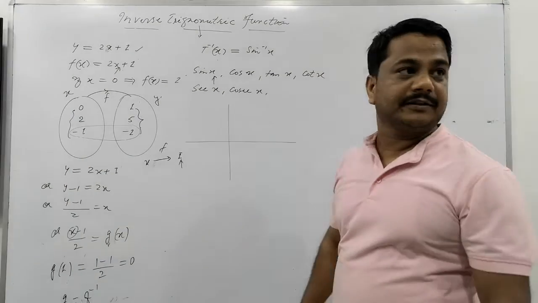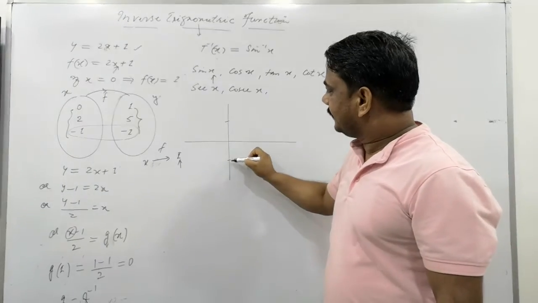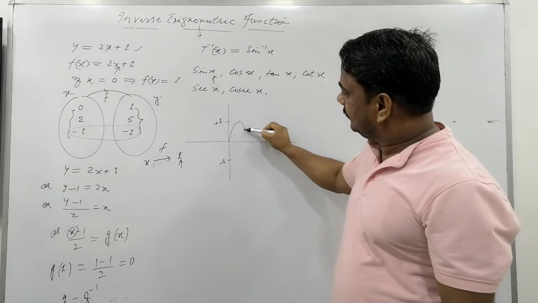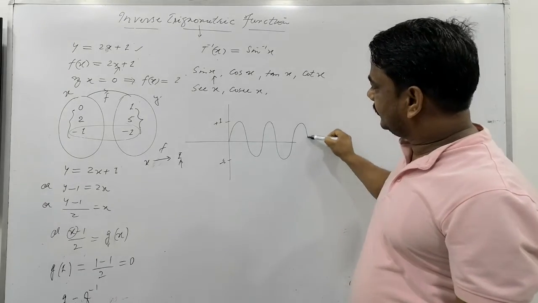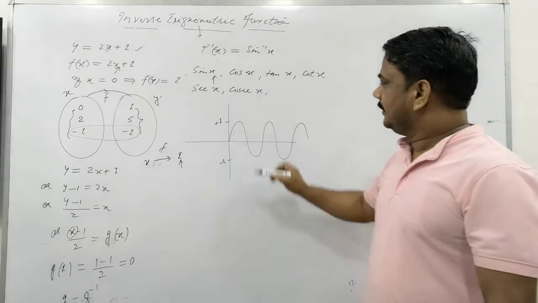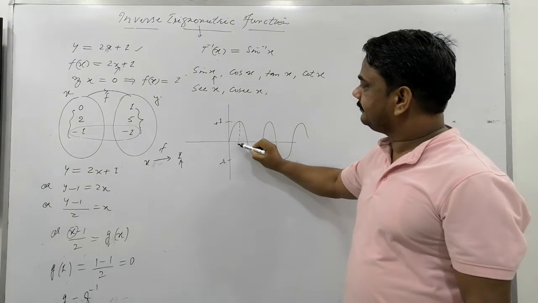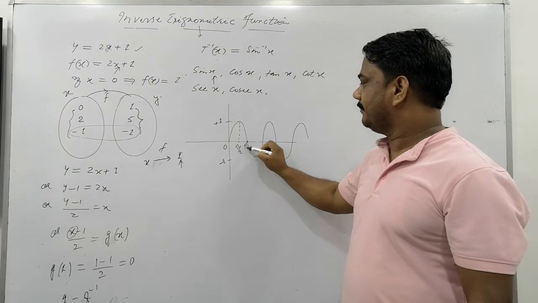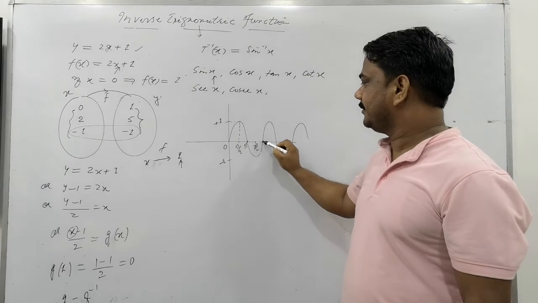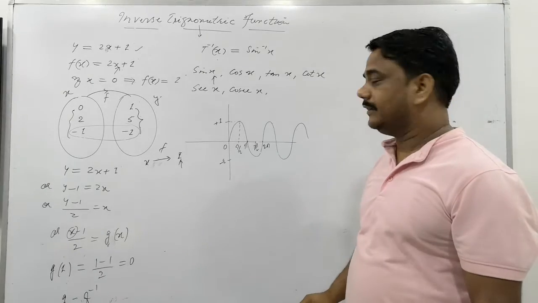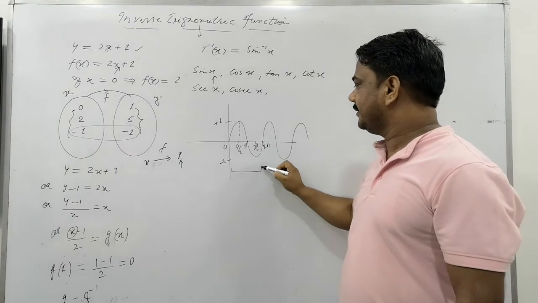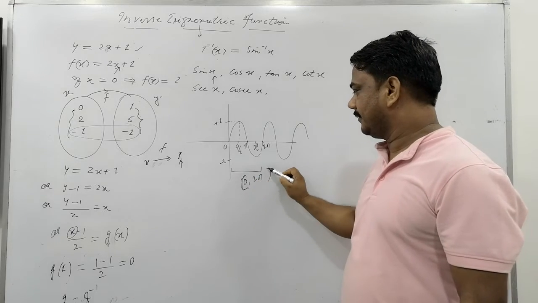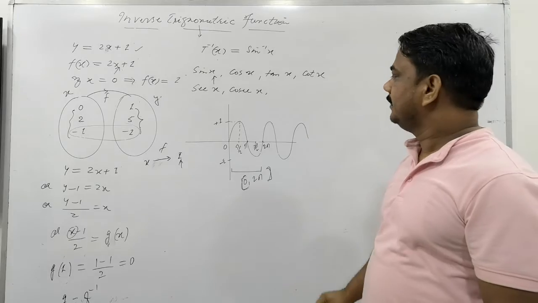What is the graphical representation for sine? Its values go between -1 and +1. This is the sine function. It has its maximum value at pi by 2, it is 0 at pi, then 3 pi by 2, and here 2 pi. This is the graphical representation of the sine function for 0 to 2 pi, a closed interval.